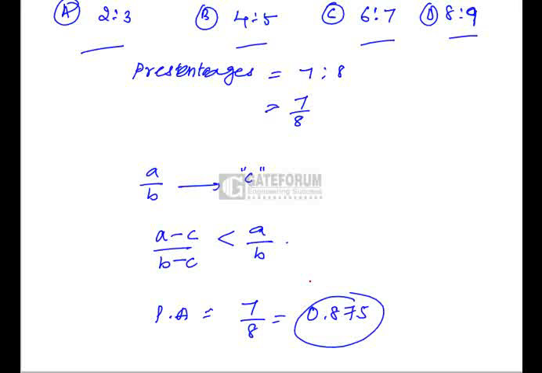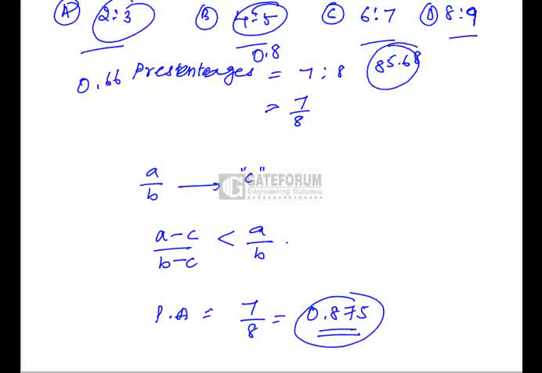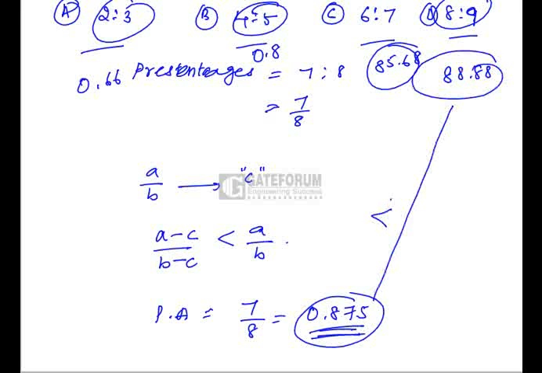Now let us see the first one, 2 by 3. 2 by 3 is nothing but 0.66, which is less than 0.875. So this can be the ratio. Next, 4 by 5 is nothing but 0.8, which is less than 0.875. So this can be the ratio 3 years ago. 6 by 7 is nothing but 0.857, which is again less than 0.875, so it can be a possible value of the ratio 3 years ago. Now 8 by 9 is nothing but 0.888, which is not less than 0.875. So this cannot be the ratio 3 years ago. So the answer is D.